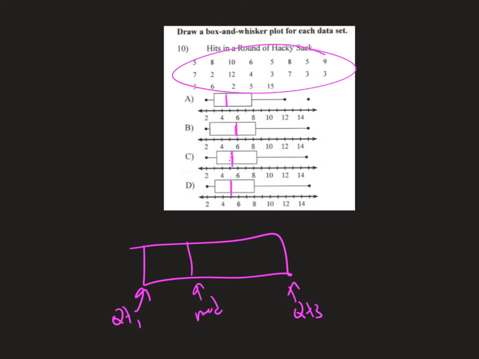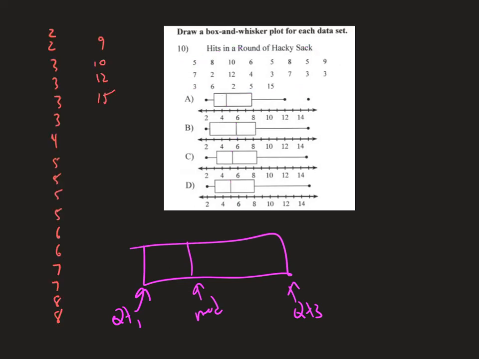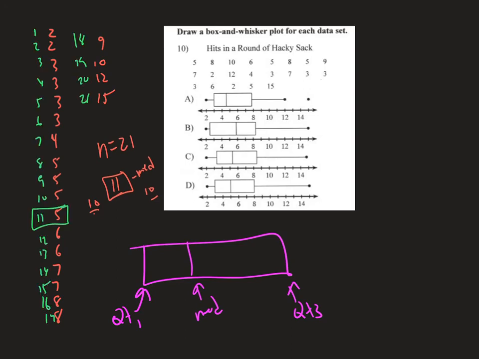So let's line the data up in order. All right, so there's 21 pieces of data here. If I have n of 21, then that means that the 11th position is the median, because that would put 10 values above it and 10 values below it. So 10 and 10 is 20, plus the 11th would be 21. So let's go figure out where that 11th position is.